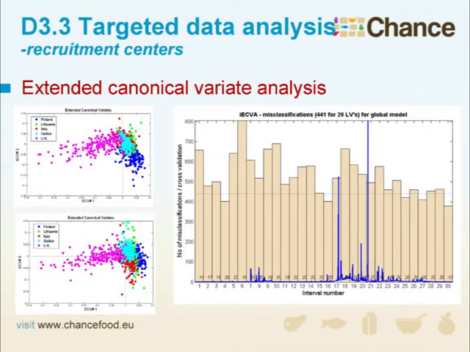We also tried to do more targeted analysis. This is ECVA, Extended Canonical Variate Analysis. By this kind of method, it's actually possible to pretty clearly see the different recruitment sites. But you also have to be aware that even though we can classify and there is a shift between the different recruitment sites, we still have a large number of misclassifications. It's in the order of 400 out of the 2,700 subjects or samples.